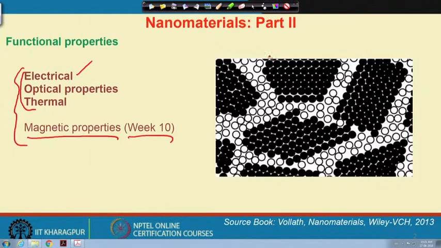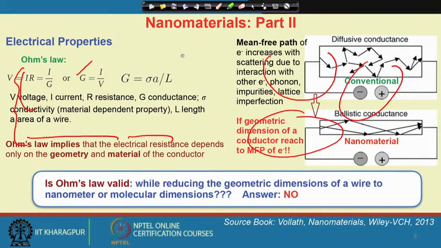Means if the size scale is in the nano level, then what is the influence on electrical properties? Along the direction of electrical properties, the first fundamental principle was given by Ohm. So, we already know about Ohm's law, and let us see whether Ohm's law can be applicable on nanomaterial or not.